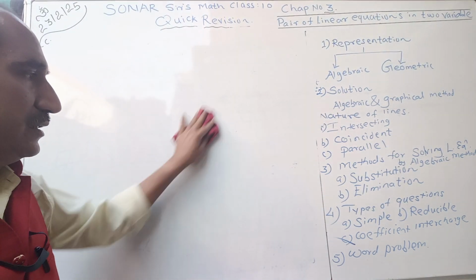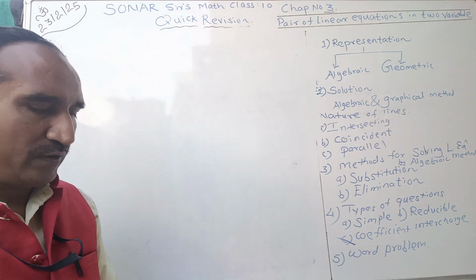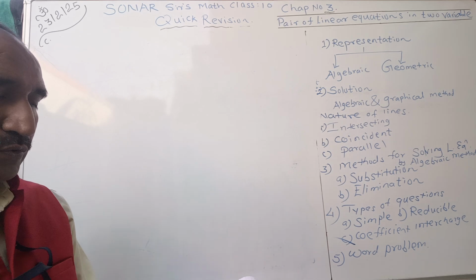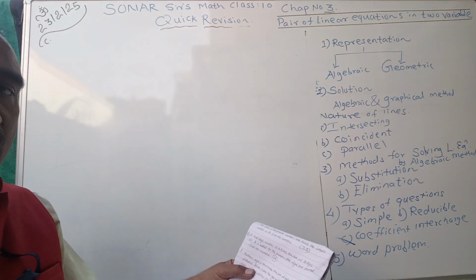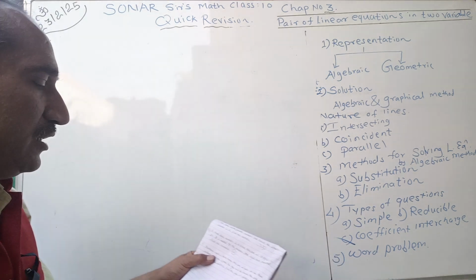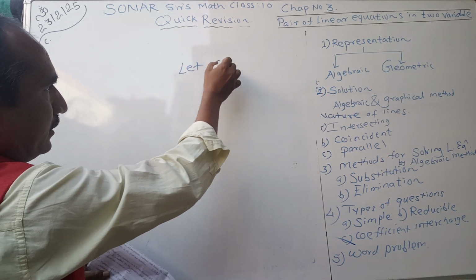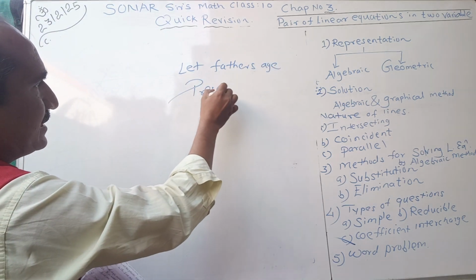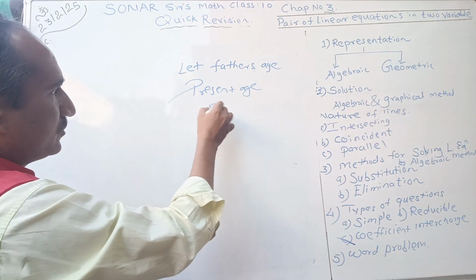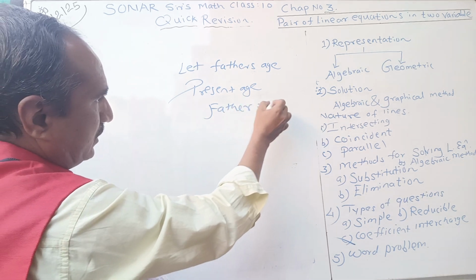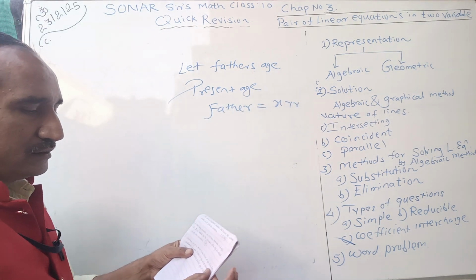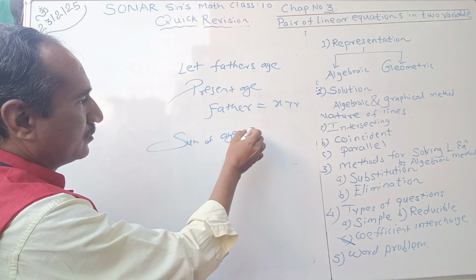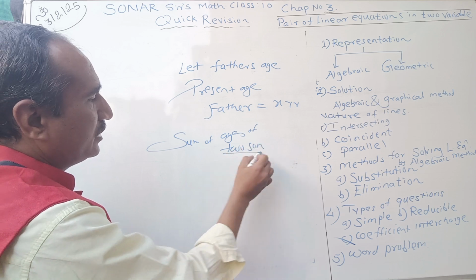Now we'll discuss the word problem related to father's age. The father's age is 3 times the sum of the ages of his two children. The sum of the ages of two children is given. Let the father's age be x. So we have to consider present age only. Present age: father x years, and the sum of the ages of his two sons. Two sons, this condition is very important.